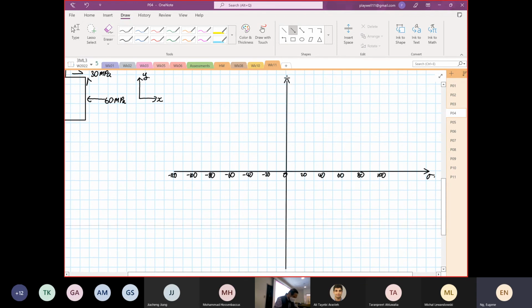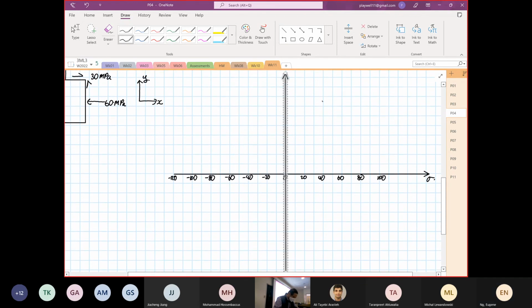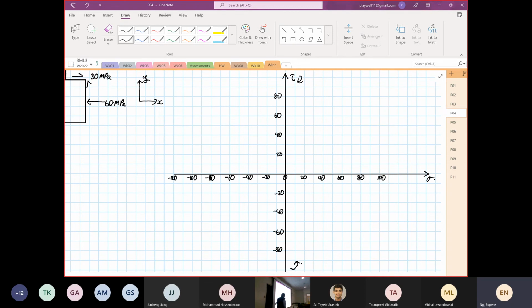This is our shear. 20, 40, 60, 80. Shear stress, element rotate clockwise. Minus 20, minus 40, minus 60, minus 80. Element rotate anti-clockwise. Make sure the scale that you use on the X and on the Y are the same. Can you see the blue line, yes or no? You can see the blue line.